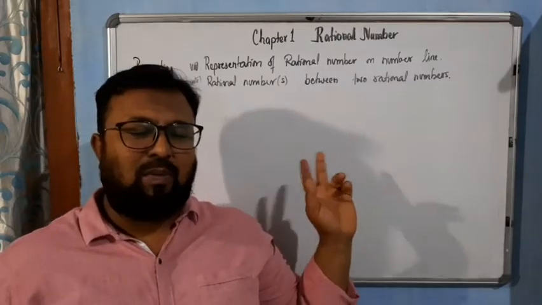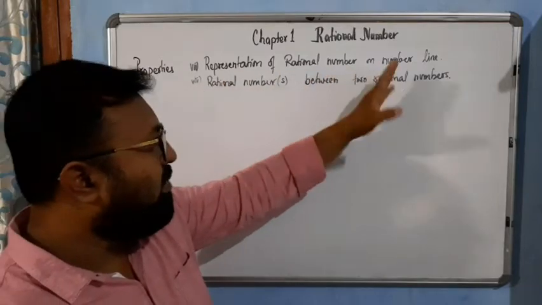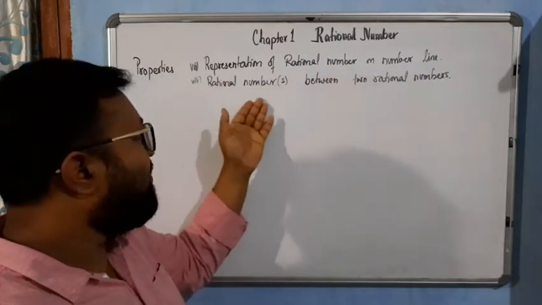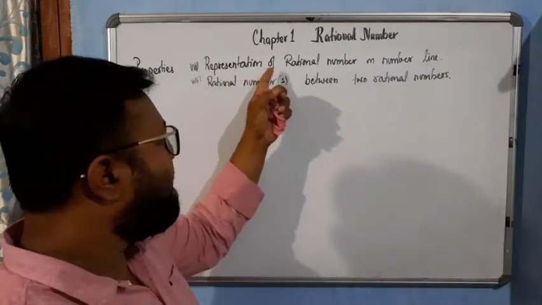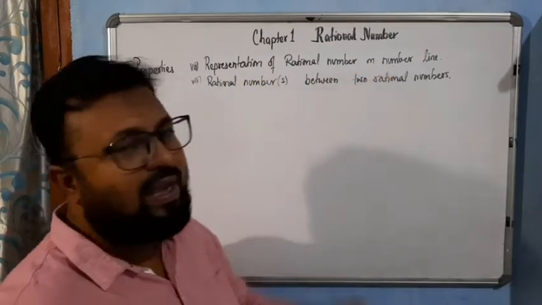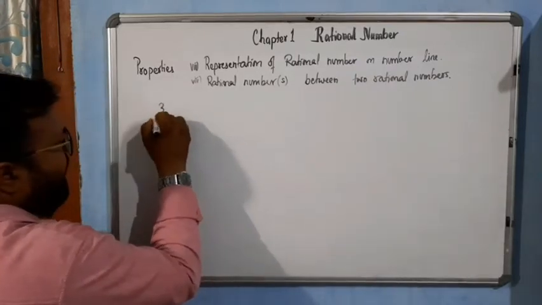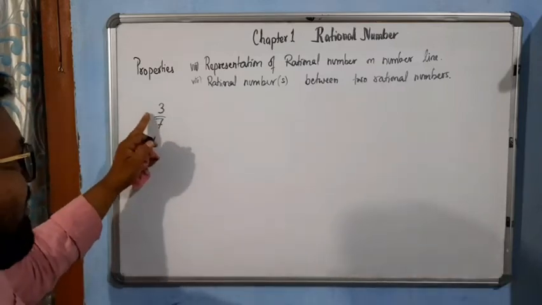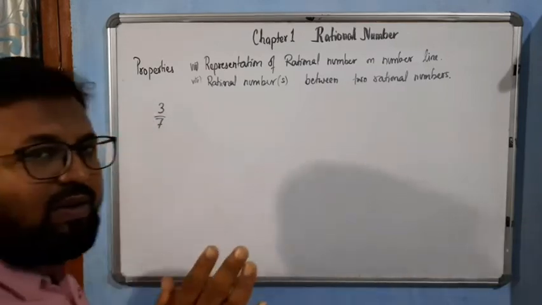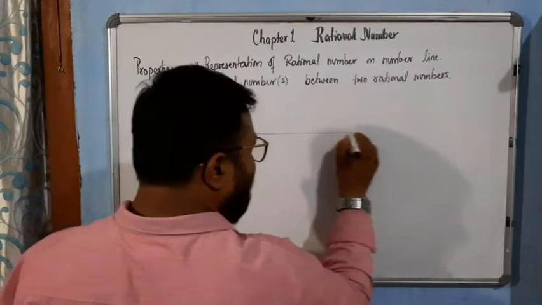Now our last two properties are, first, the representation of rational numbers on a number line, and lastly, rational numbers between two rational numbers. So let's deal with the first topic, the representation of rational numbers on a number line. Let's take an example, 3 by 7. Now we have to represent this rational number 3 by 7 on a number line. So let's take a number line here.